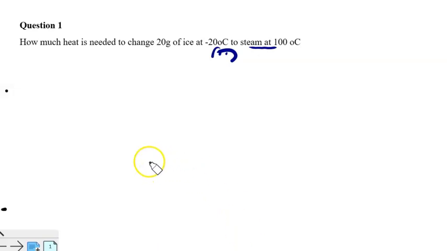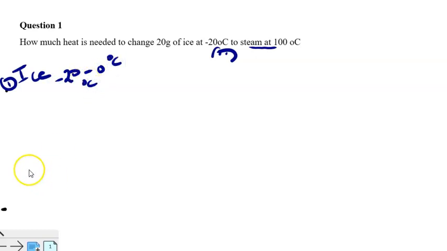Alright, so let's see. What we're gonna look at is ice. So let's write it down. Scenario one, we add ice. We're at minus 20 and we're moving to 0 degrees Celsius. And since we have a change in temperature, we're gonna use this equation.